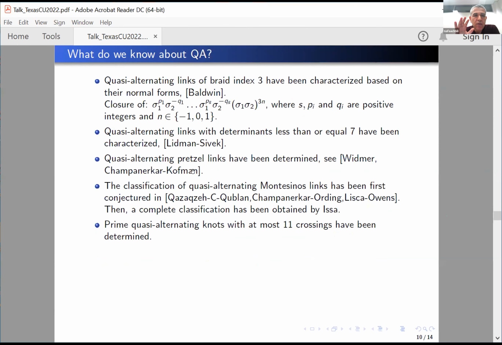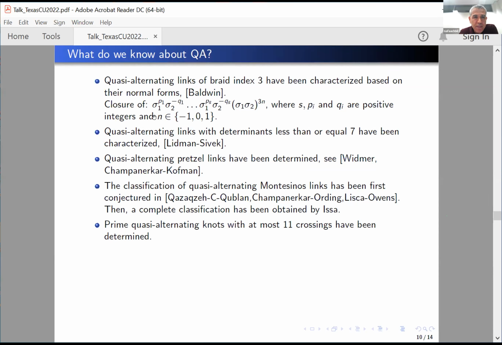So what do we know so far about quasi-alternating links? If I want to take stock, what is known today, at least what I know about quasi-alternating links: quasi-alternating links of braid index 3 have been characterized based on their normal forms. Baldwin gave a full characterization of links of braid index 3 which are quasi-alternating.